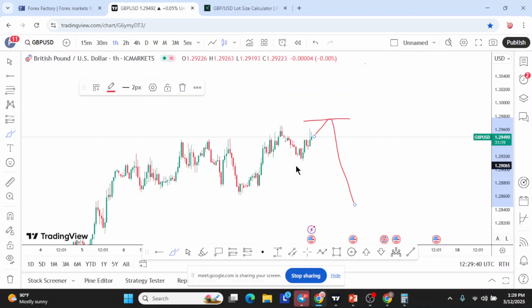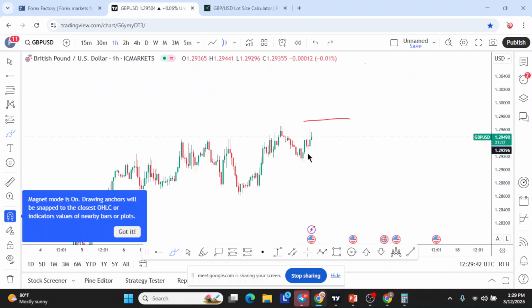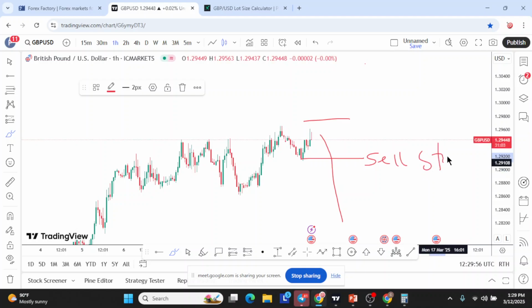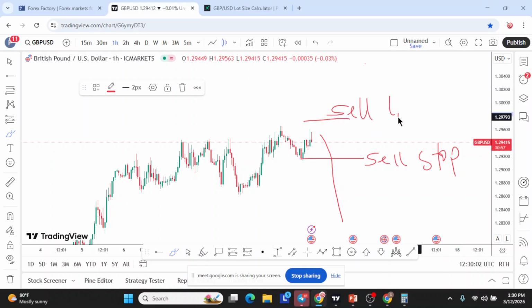Sell stop is selling below. That is, if price fails to push up, we want to sell when it gets to this point. When it gets to this point, then pick me and start selling. So this one here below is what? Sell stop. And above is sell limit.